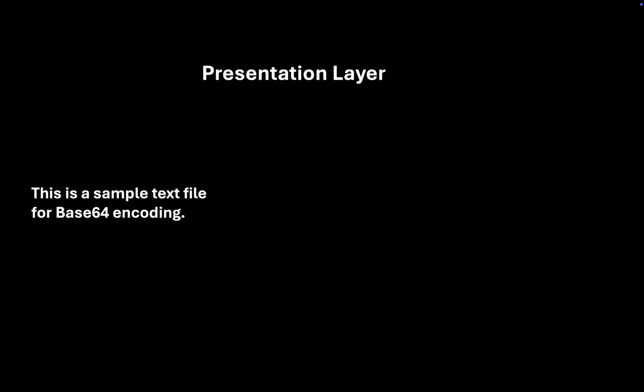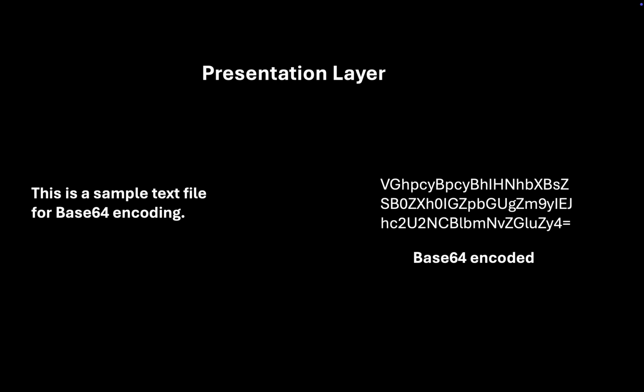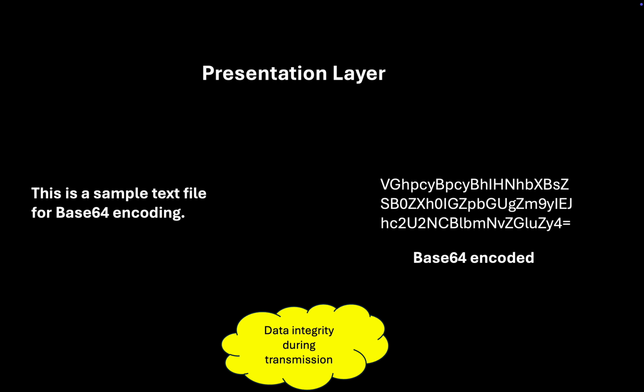Similarly, in sending a mail, you have a text file. This text file you cannot send as it is. It has to be encoded while transmitting. So we have base 64 encoding. Similarly, we have different types of encoding. So the encoding is mainly for data integrity during the transmission.